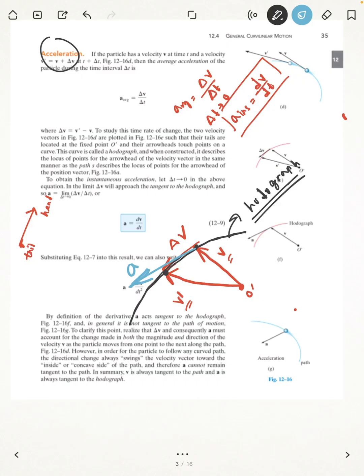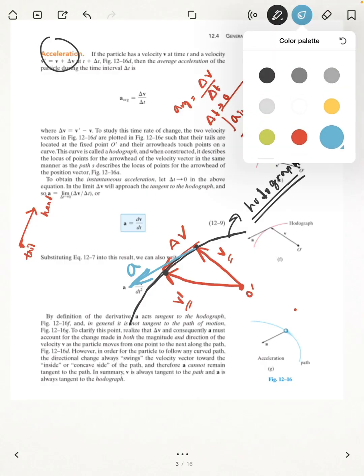So how can we define the hodograph? It is basically the locus of the points of the velocity vector, I mean the head of the velocity vector. What is the locus? Basically the points.